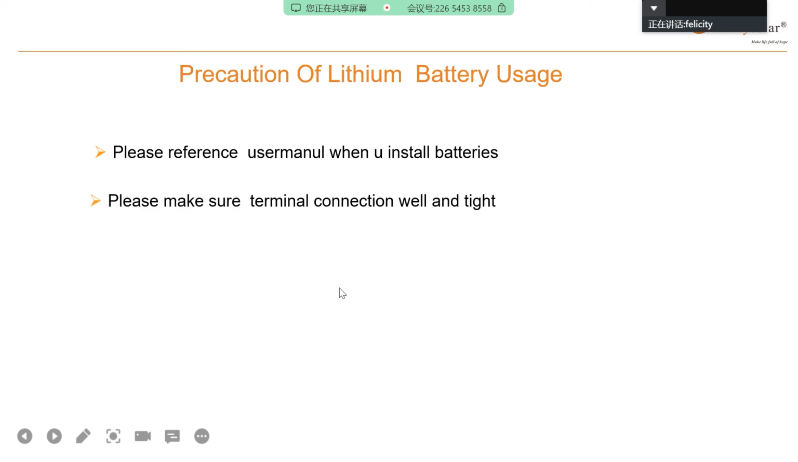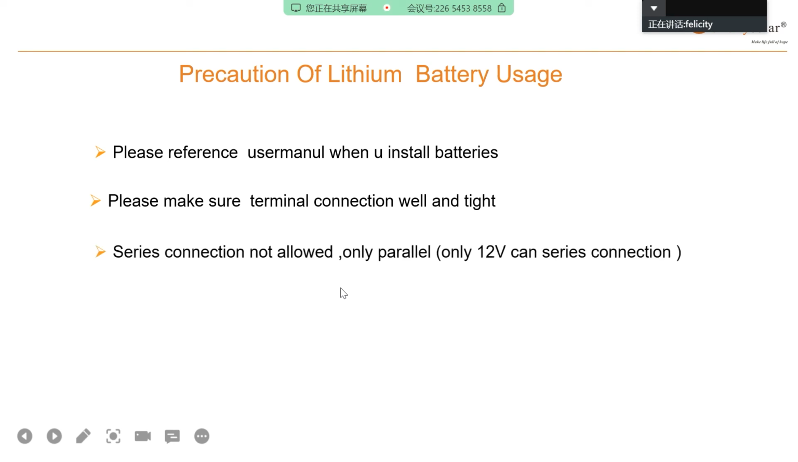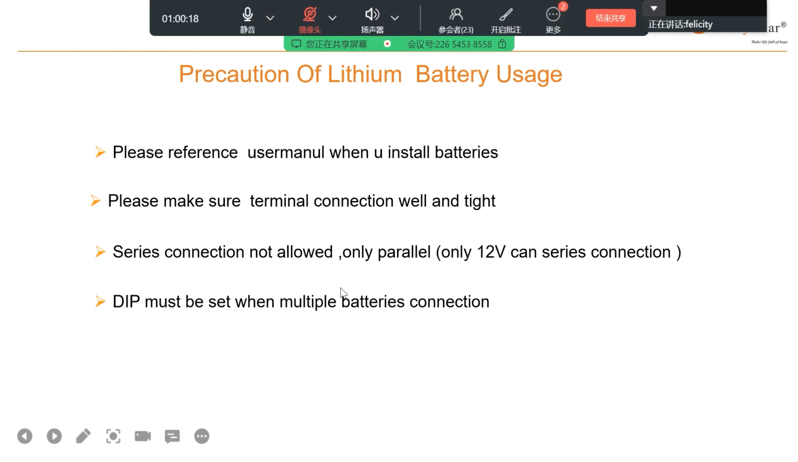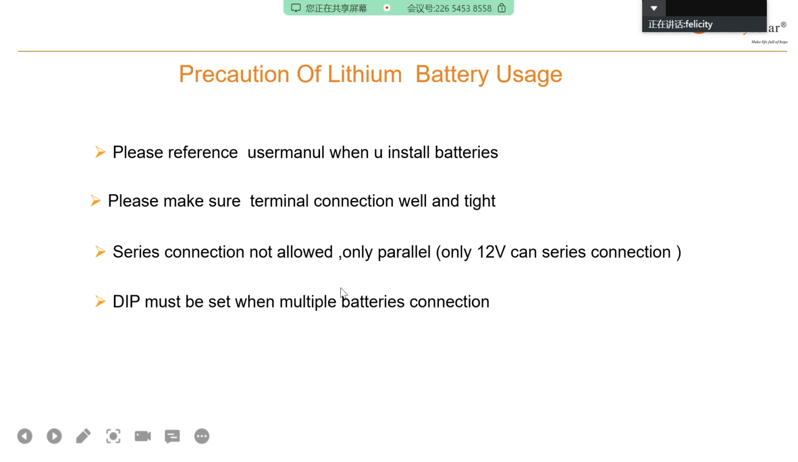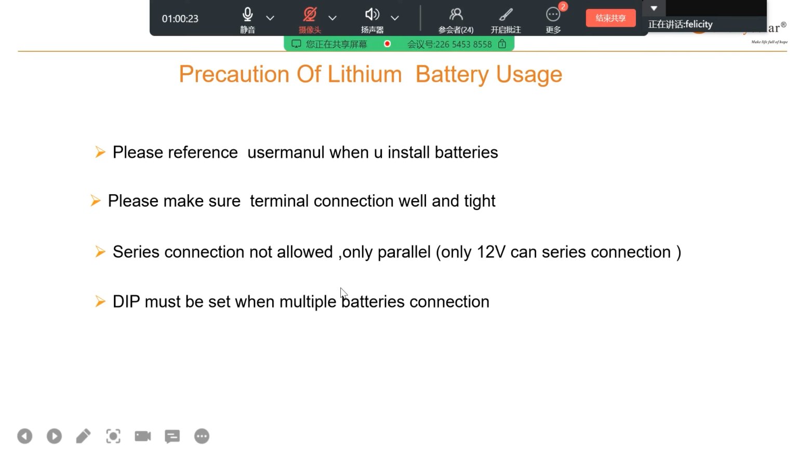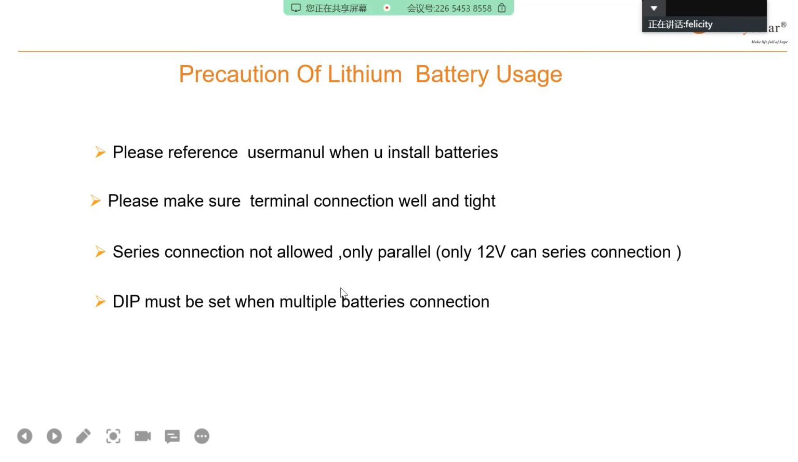Second, please make sure the terminal connections are well tight. It's the same as lead acid battery. The third one, series connection not allowed, only parallel connection. Okay, only 12 can be serial connections. Here we already mentioned before. And DIP must be set with multiple battery connection. DIP switch, later I will show you the DIP. Where is the DIP switch? DIP SW means switch.